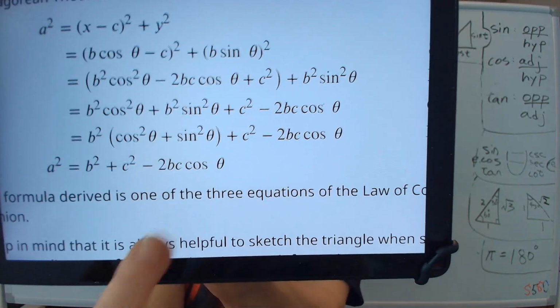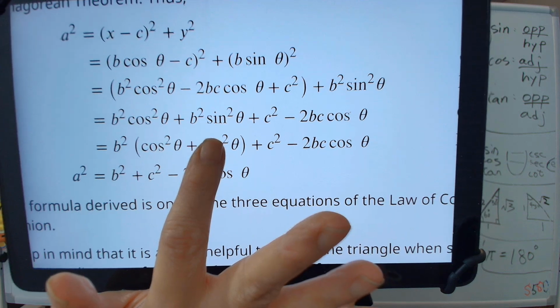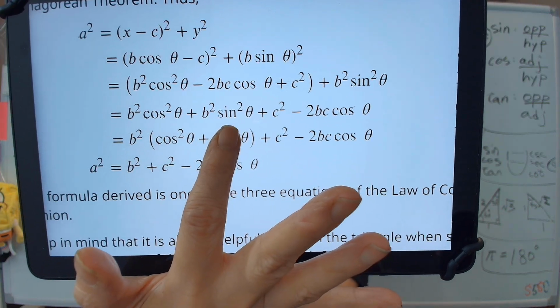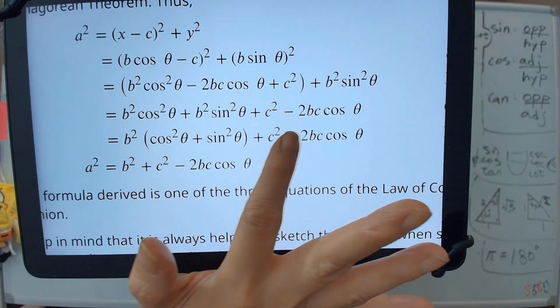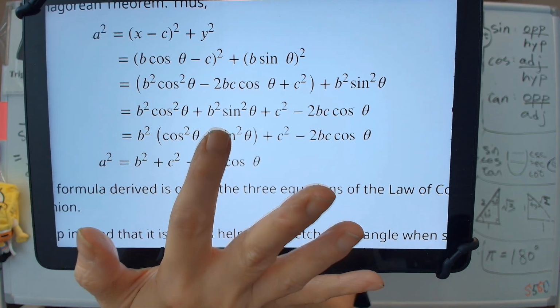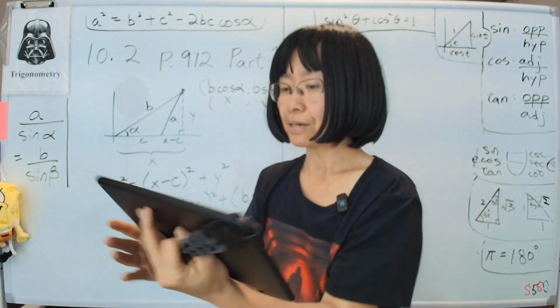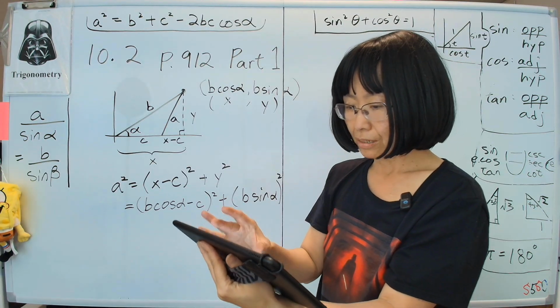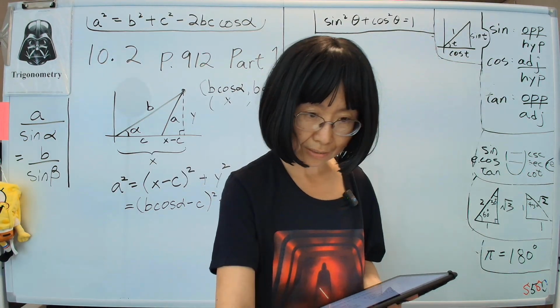So the next step, now that we have done that, is that we will do certain substitutions. Let's see, 2bc cosine theta. Let's see what that is. Oh, oops, give me a second here.